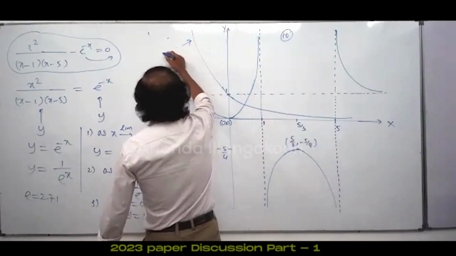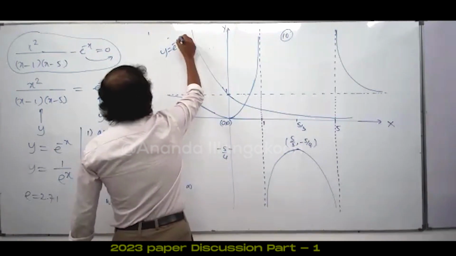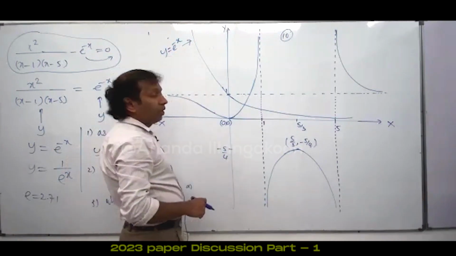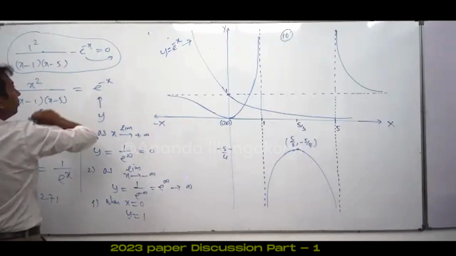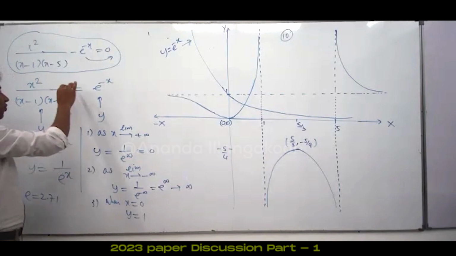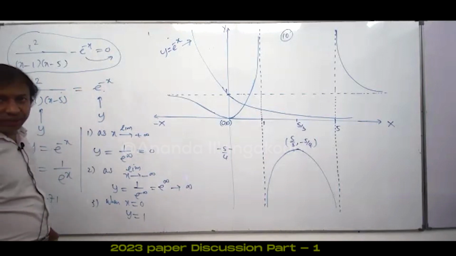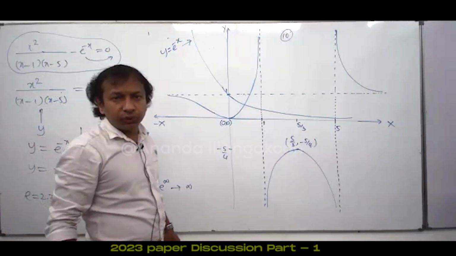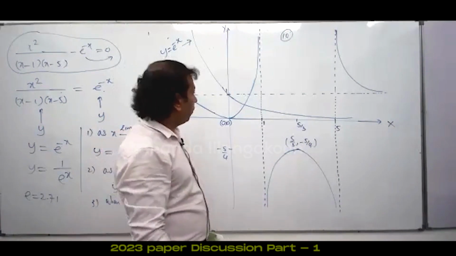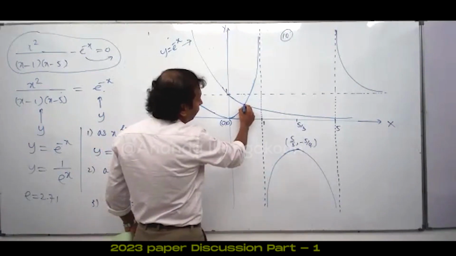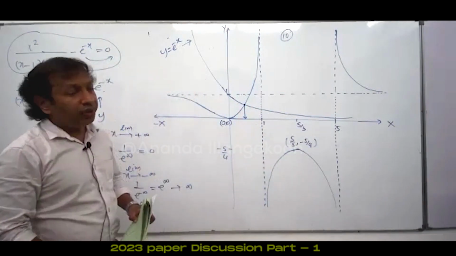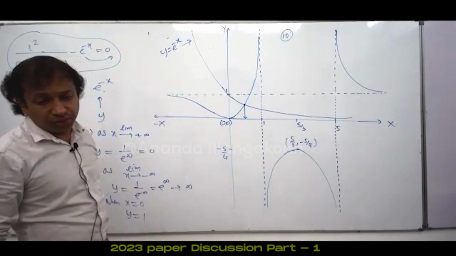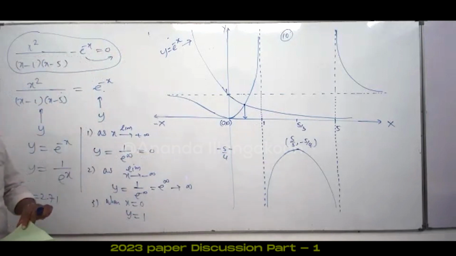This is the y equals e to the power minus x graph. Now you can see, we said what? The solution of this equation means when this graph and this graph cross each other, at that point the x values are the solution. You know, the crossing occurs only at this point. Only one intersection is available. Therefore, the equation has only one solution. Understand? Okay, then we can explain that.